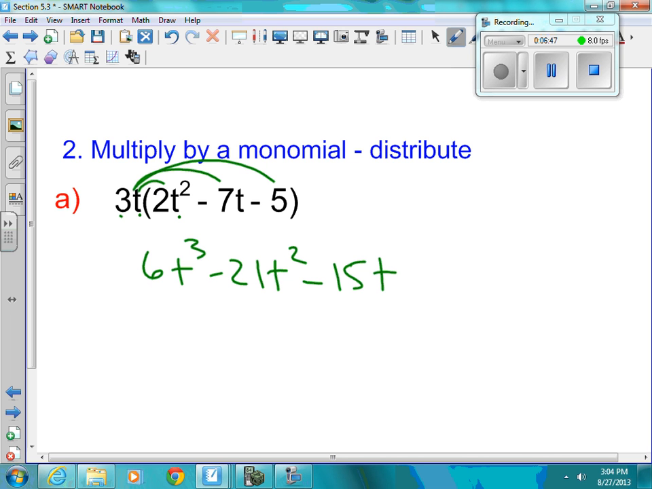That's it. Make sure it's in standard form. This is t cubed, t second, t to the first power. Standard form. All done.